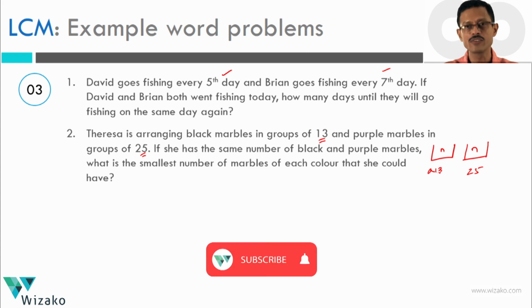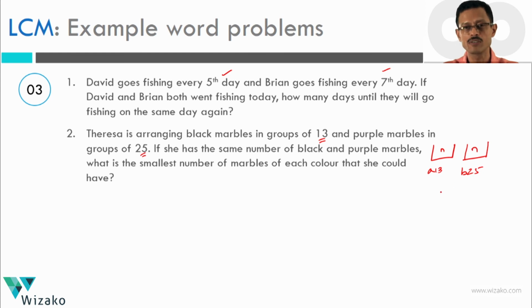A times 13 should add up to this n, and B times 25 should add up to this n, because the starting point is she has the same number of each of these marbles. So some multiple of 13 should be equal to another multiple of 25. We're actually looking at the LCM of both these numbers. So 13 into 25, 325, is the least number of marbles that she should have started with.